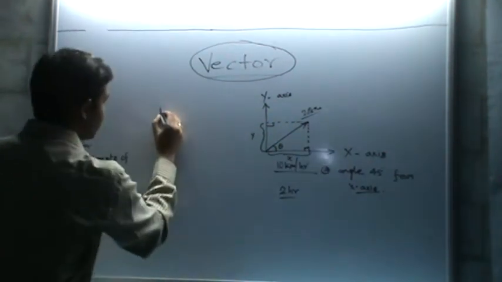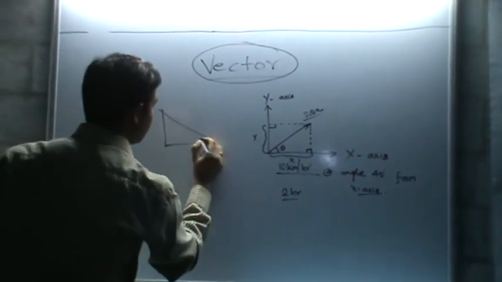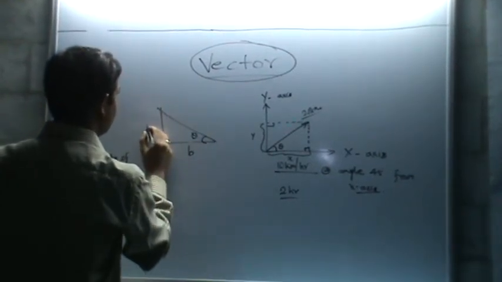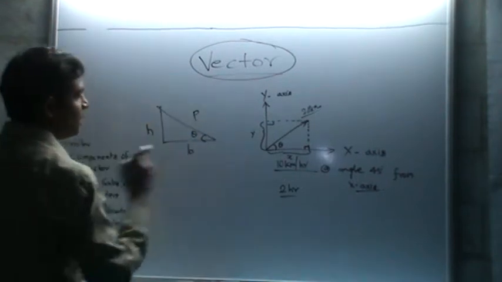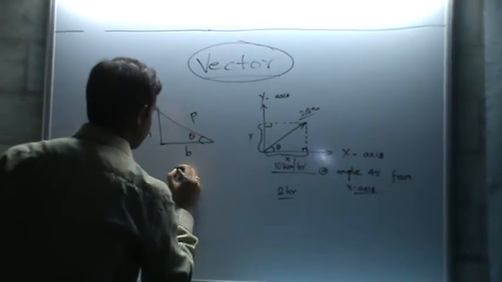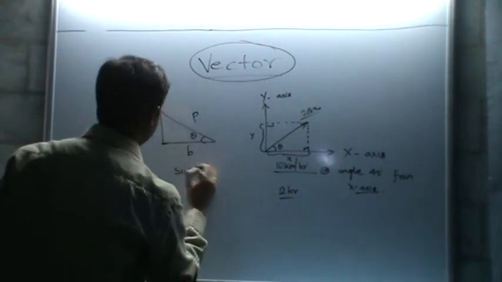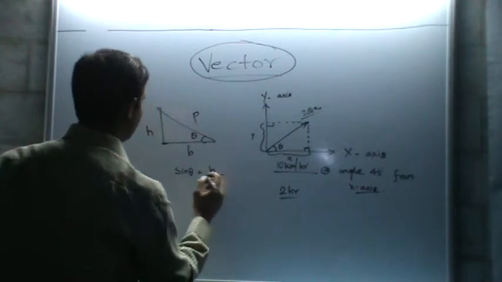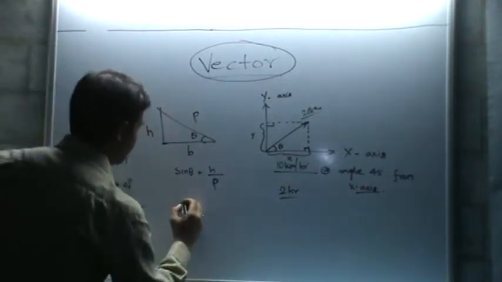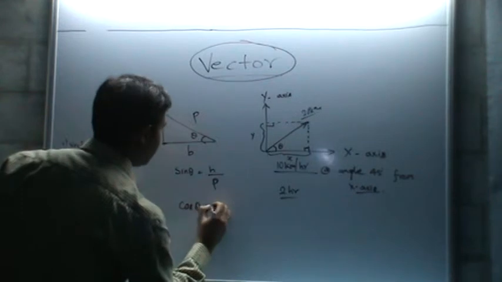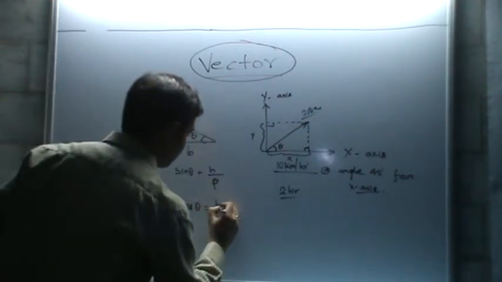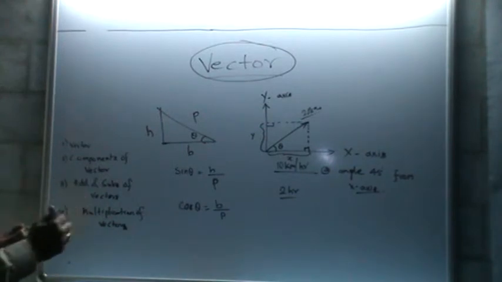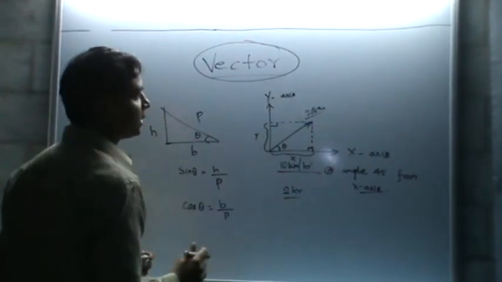Have you gone through this triangle? This is theta, this is base, this is height, and this is hypotenuse. So sine theta equals h by p, and cos theta equals b by p. Okay, right? So same principle, we use it this way.